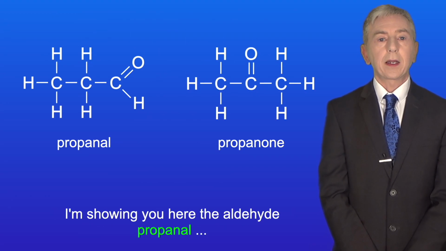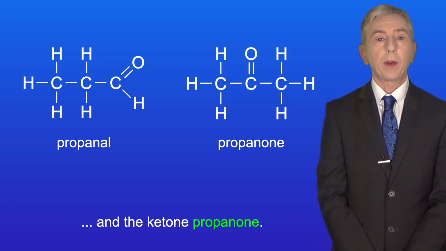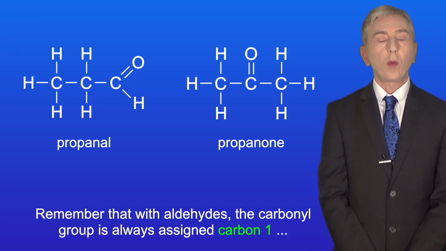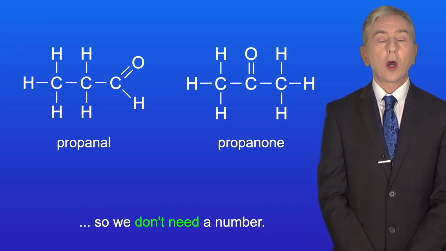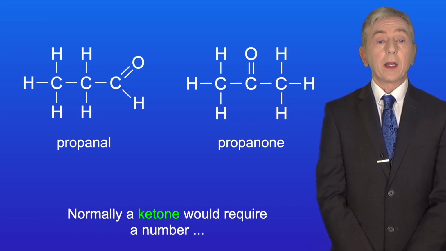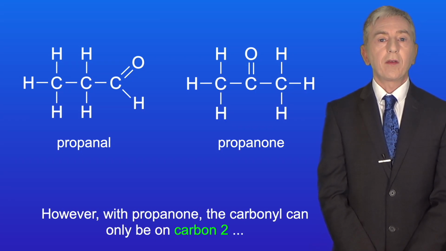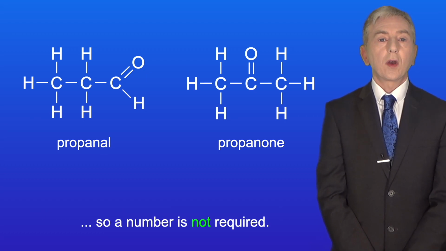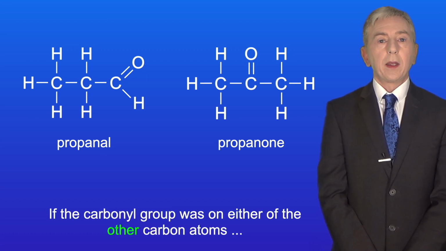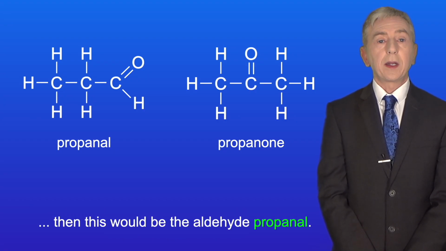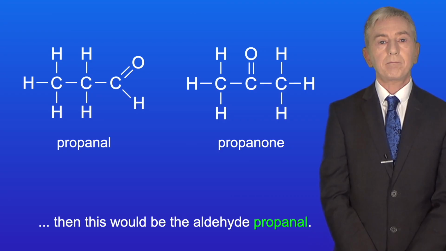I'm showing you here the aldehyde propanal and the ketone propanone. Remember that with aldehydes, the carbonyl group is always assigned carbon 1, so we don't need a number. Normally, a ketone would require a number to show the position of the carbonyl group. However, with propanone, the carbonyl can only be on carbon 2, so a number is not required. If the carbonyl group was on either of the other carbon atoms, then this would be the aldehyde propanal.